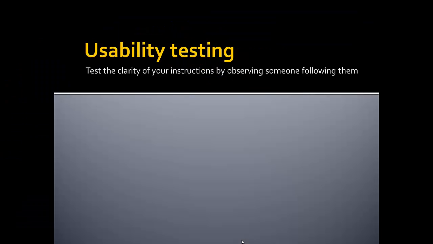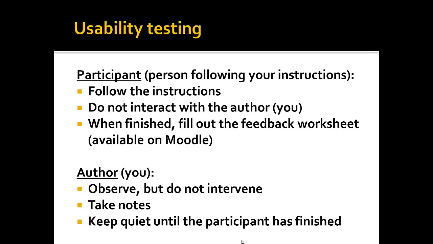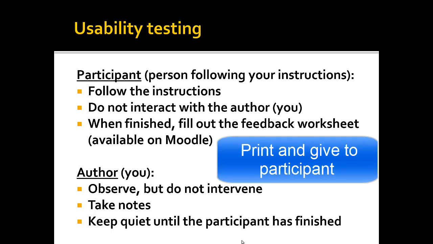Now, just before we go, just a word on usability testing. So this is an important step in the process of writing instructions. You need to test the clarity of your instructions by watching or observing someone following them. And this can be quite fun to do. So the participant, and that's the person following your instructions, they need to follow the instructions without interacting with you. And when they've finished, then they can fill out the feedback worksheet, which is available on Moodle, and give you some feedback on how clear the instructions were.